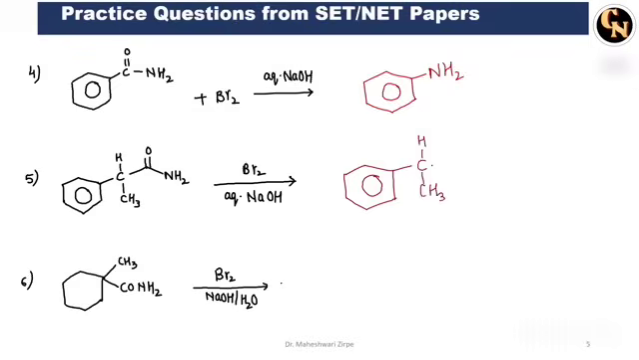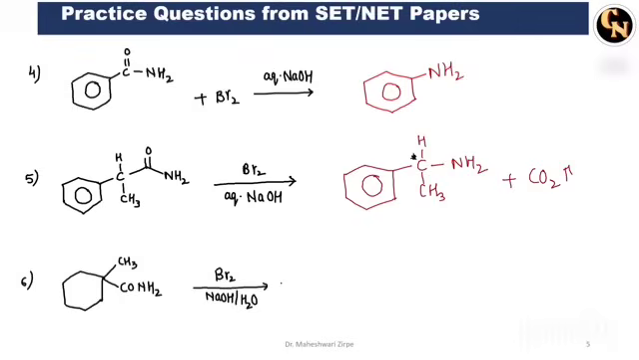CH3, as I have already told you the trick, you have to remove the CO2 group. Okay, so this is the product you should get. Now in Hofmann rearrangement, same like Curtius rearrangement, the carbon which is a chiral carbon will retain its configuration while the rearrangement takes place.